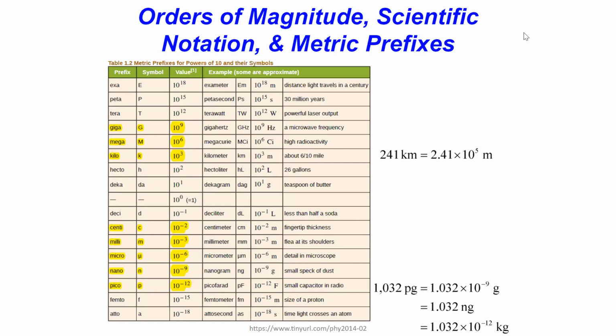And then another example here, 1032 picograms. You should be able to write that in scientific notation as well, because pico is times 10 to the negative 9. And then, I think this is a typo. This should be a comma, not a dot.